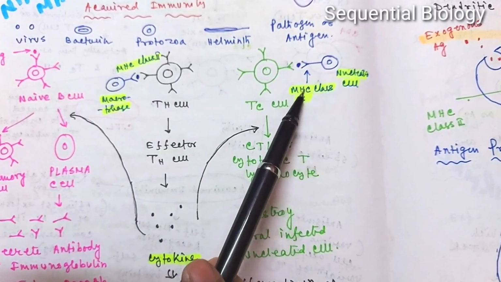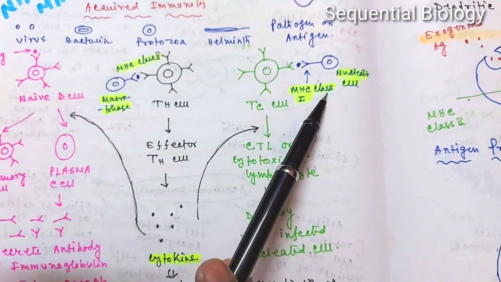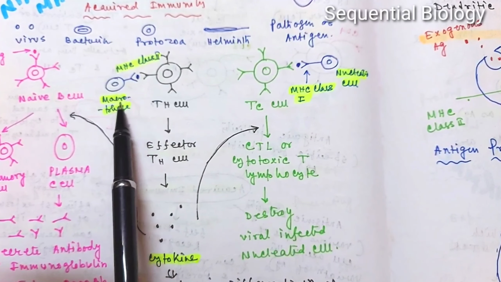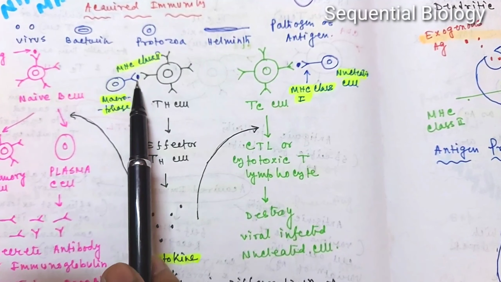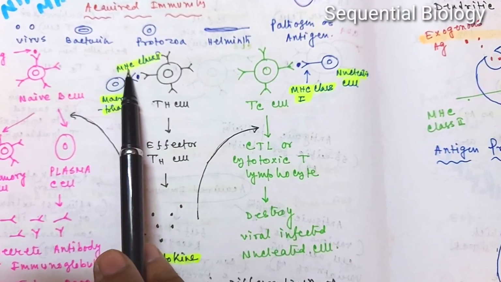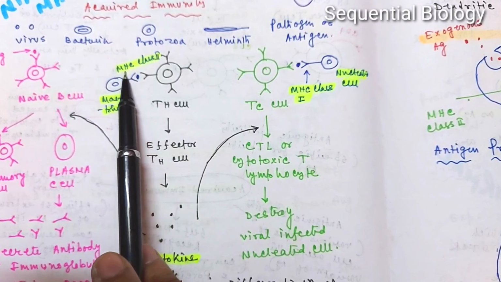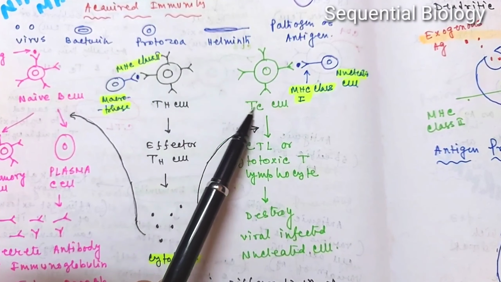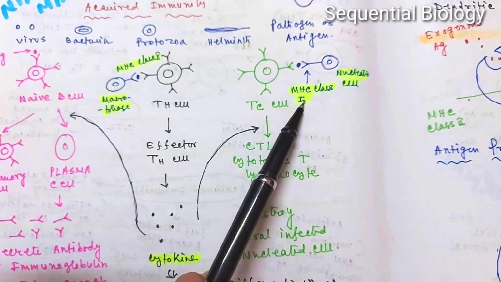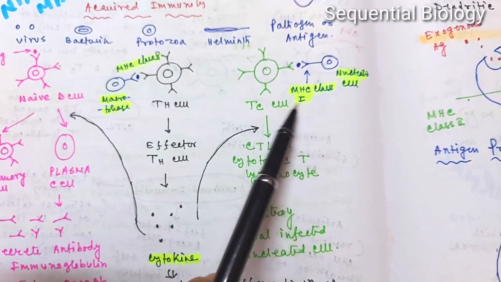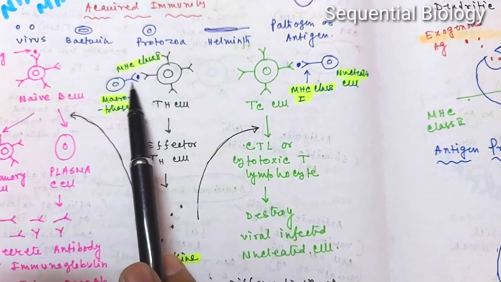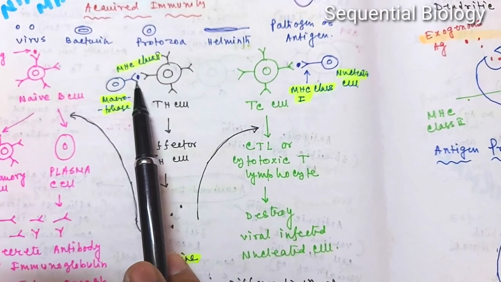Remember, any nucleated cell processes and presents antigen through the MHC class I molecule, and the phagocytic cell or macrophage processes and presents antigen through the MHC class II molecule. Helper T cell can recognize the processed and presented antigen through MHC class II molecule, and cytotoxic T cell can recognize processed and presented antigen through MHC class I molecule.